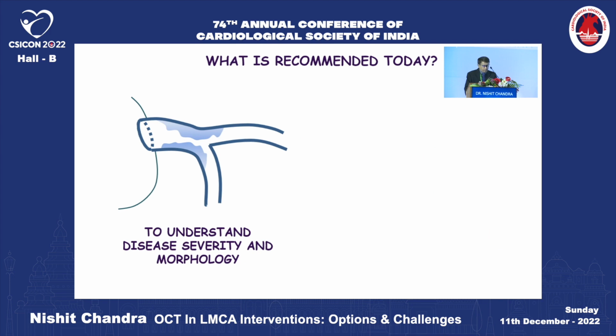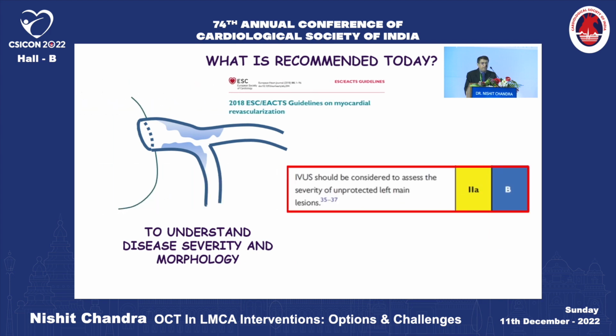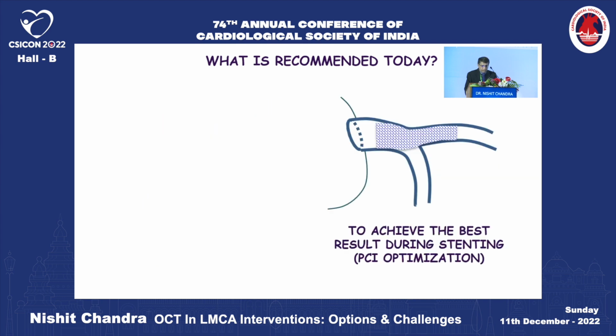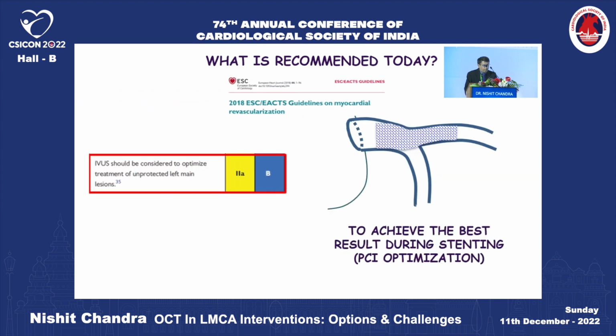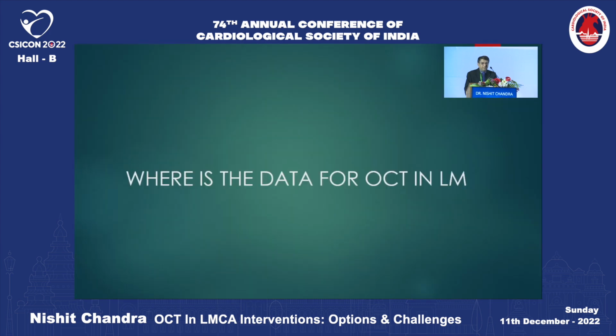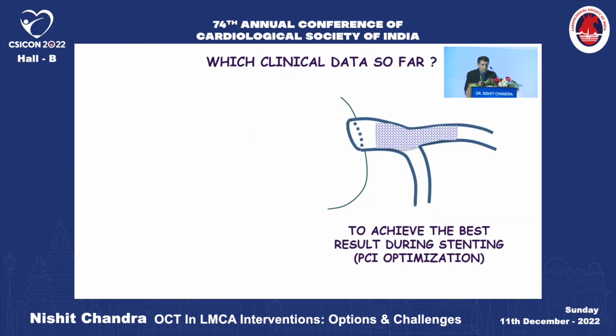In the disease severity and morphology assessment, the guidelines do not include OCT. The place is taken only by intravascular ultrasound, a class 2A indication. And for optimizing treatment of unprotected left main, we also don't find OCT as a class 1 or class 2 indication yet. So where is the data for OCT in left main?